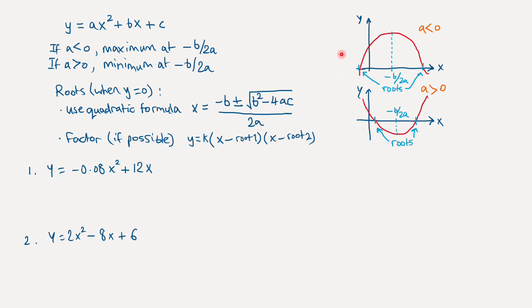On a graph, this is what these ideas look like. So in the top graph here, I've drawn what a quadratic equation looks like when a is less than 0, that constant that multiplies the x squared term. So in that case we have a maximum, and that maximum comes when x is minus b over 2a, and then the roots are when y equals 0, so they're when the function crosses the x-axis. So one root here on the left and one root here on the right.